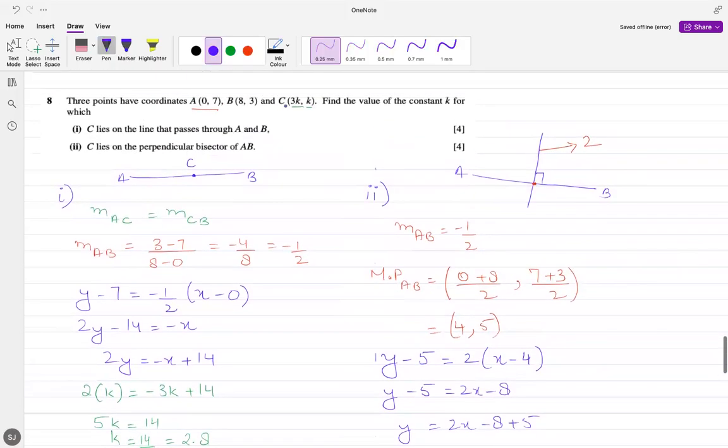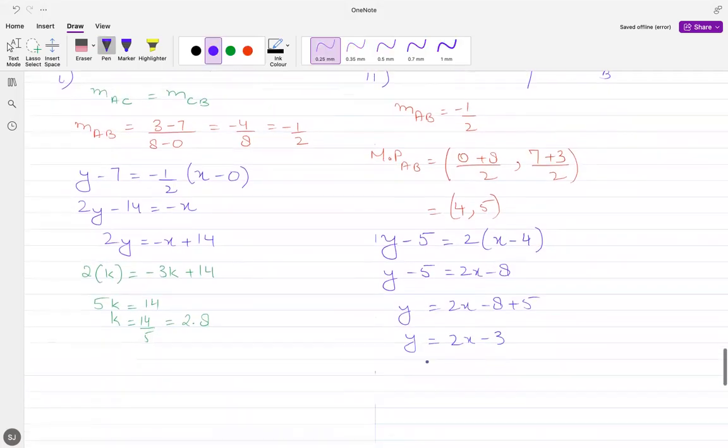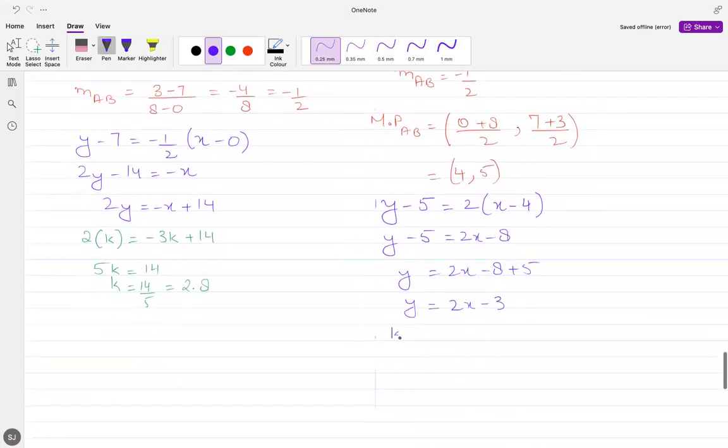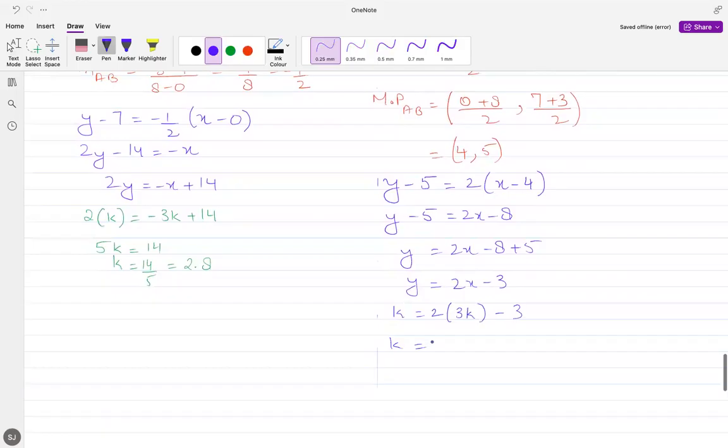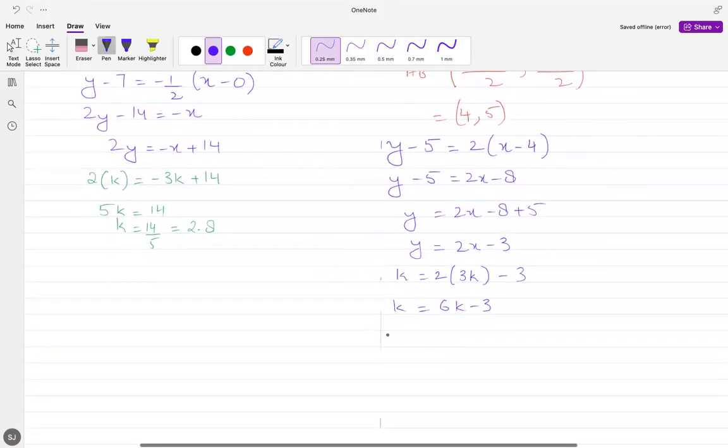Now substituting the values of C, 3k, k, into this equation. In place of y, we'll put k, and in place of x, we'll put 3k. So this will become k is equal to 6k minus 3. Simplifying this, we'll get k minus 6k is equal to negative 3. Minus 5k is equal to minus 3. The negatives will cancel out. So k will be 3 upon 5, or we can give it in decimal as 0.6.